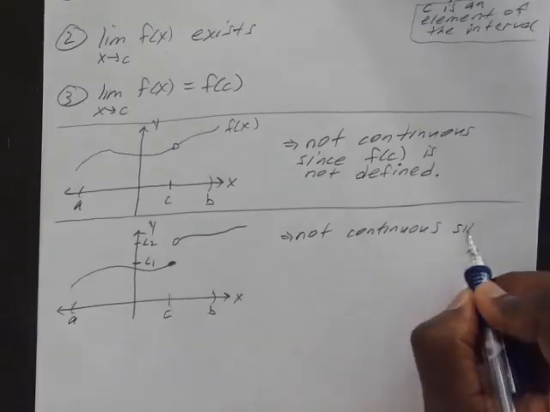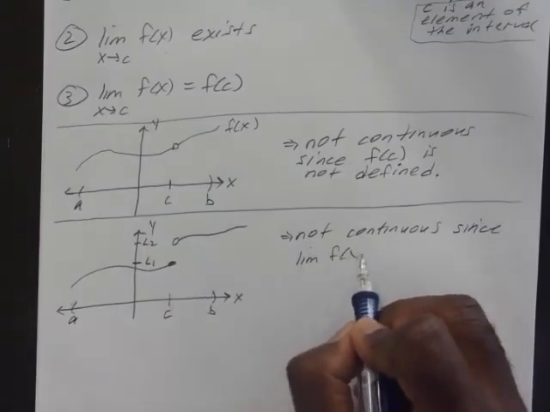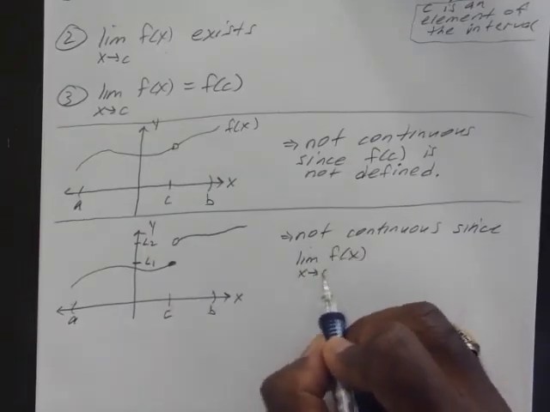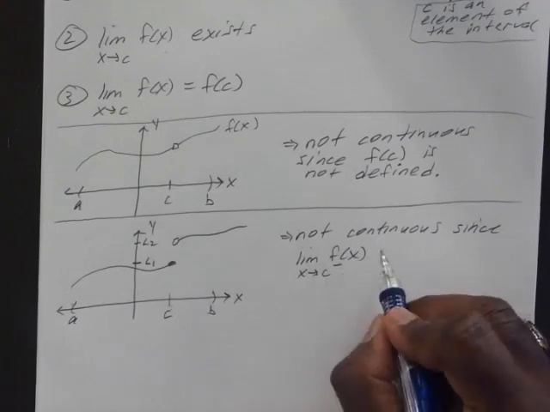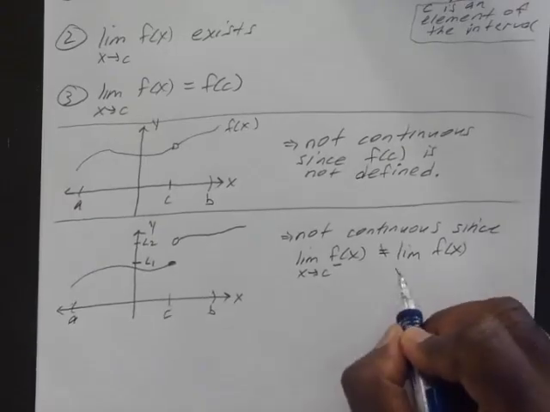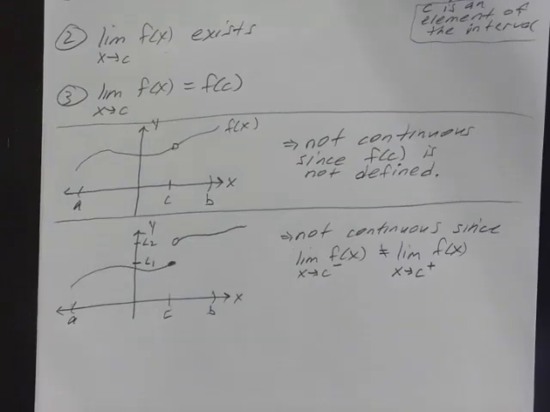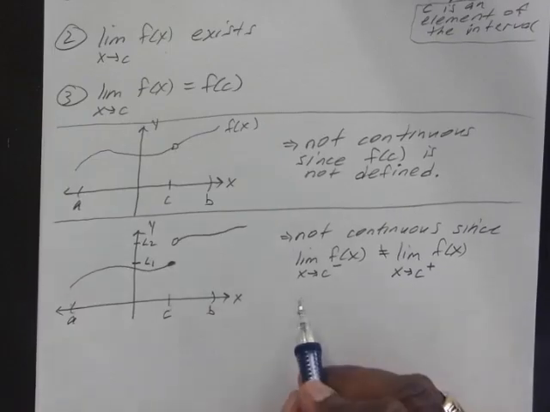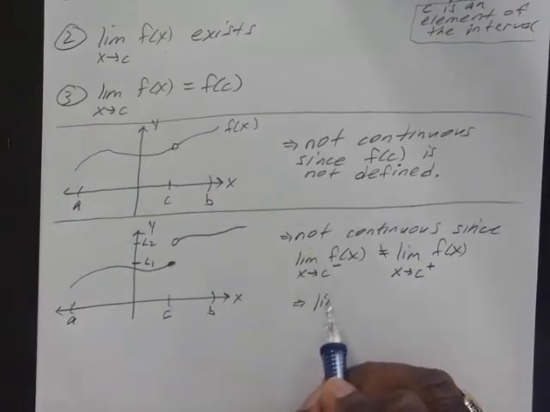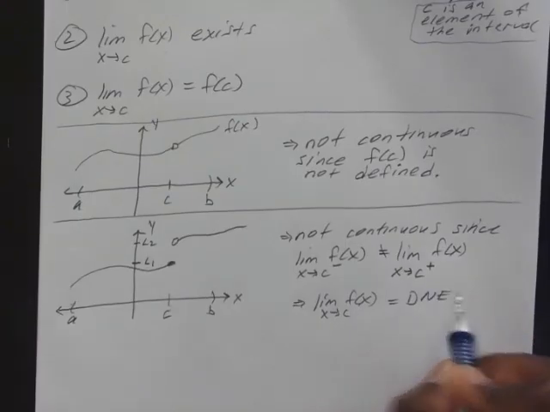Not continuous since the limit of f of x as x approaches c from the left does not equal the limit of f of x as x approaches c from the right. That means just the limit of f of x as x approaches c is, well, it does not exist.